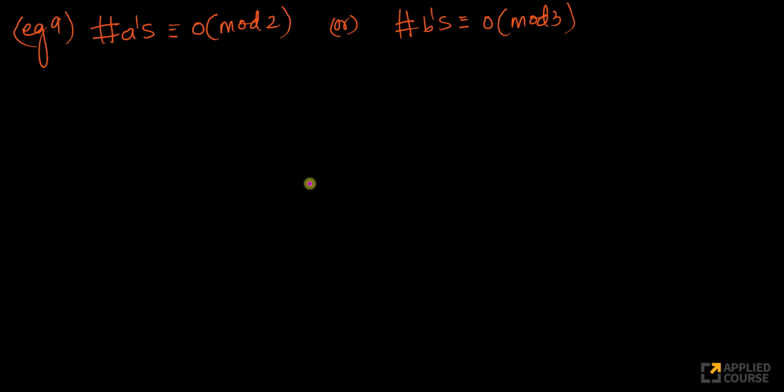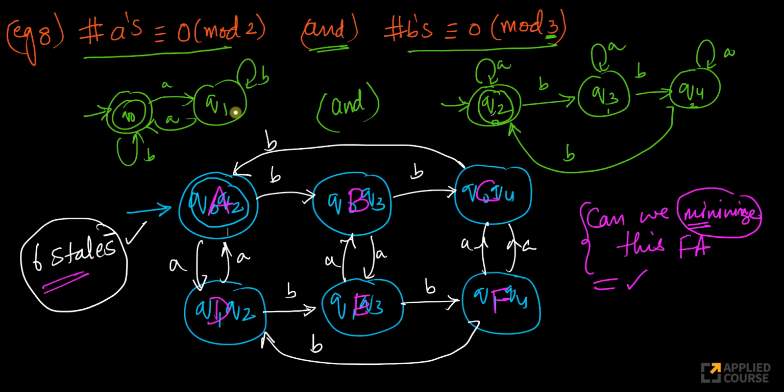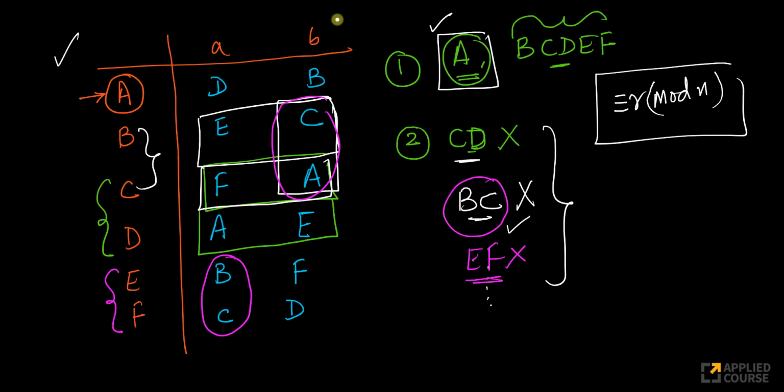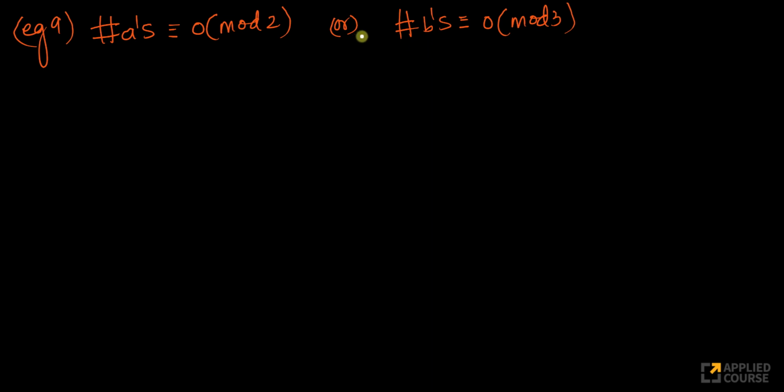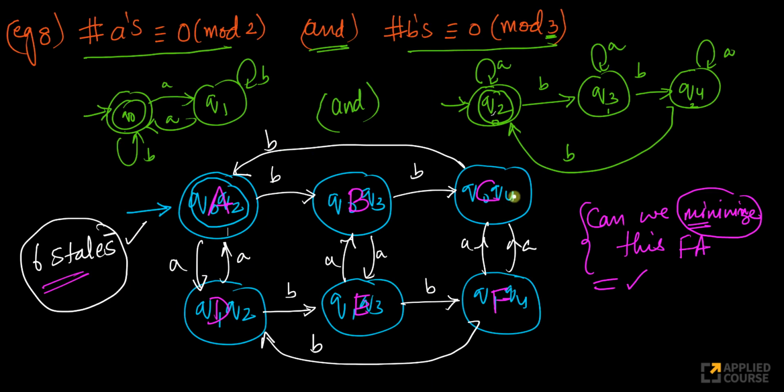So let's see one more simple example at the very end. Again, we have seen this example a while ago. Number of A's is 0 mod 2, number of B's is 0 mod 2, the AND case. What if I want the case of OR? Very simple. Everything looks the same except for the final states.